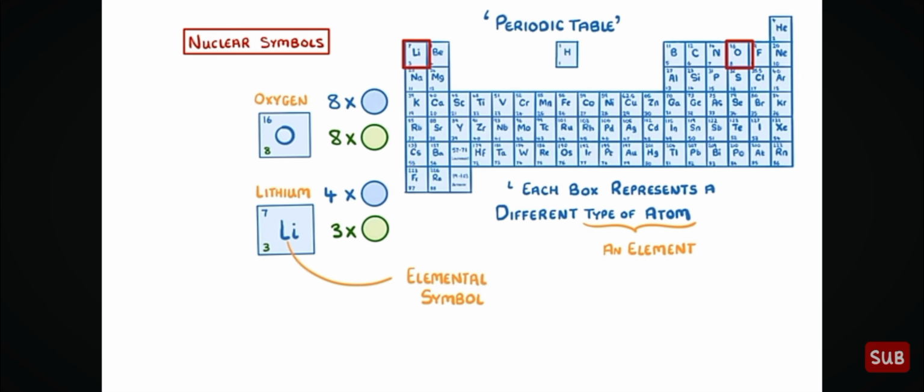As we said at the beginning of the video, the number of protons and electrons in an atom is always the same. So the atomic number also tells us how many electrons the atom has, which means oxygen would have 8 electrons, and lithium would have 3.